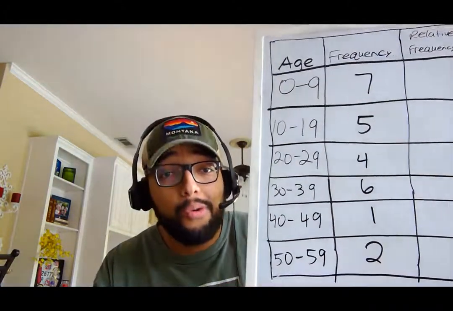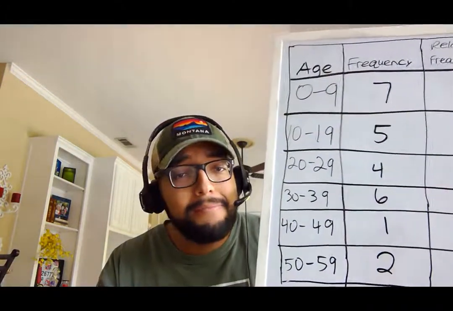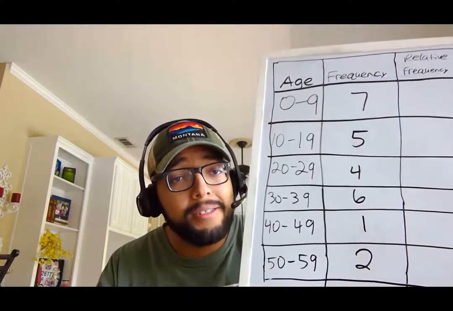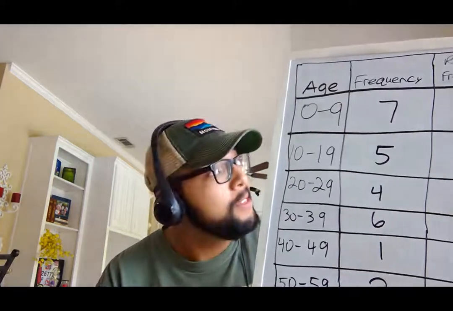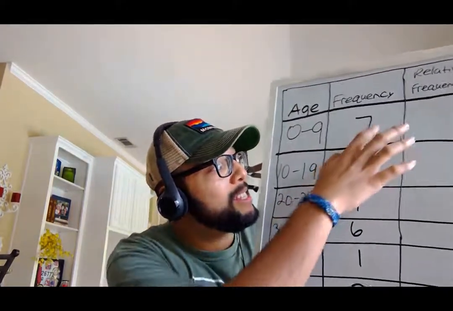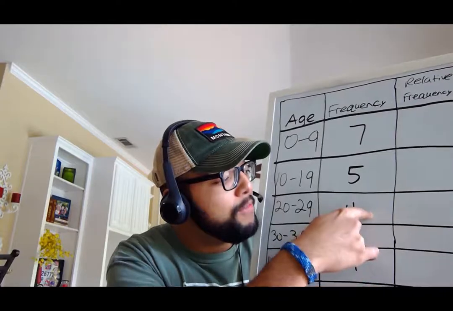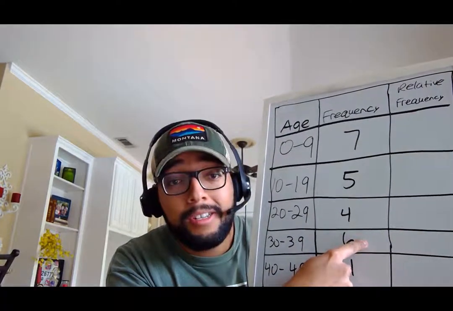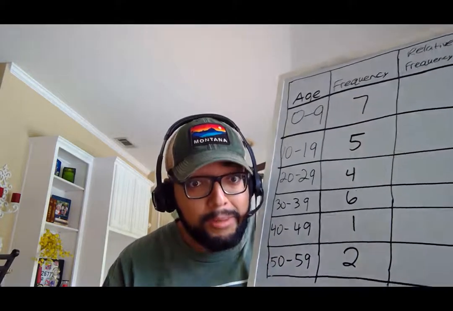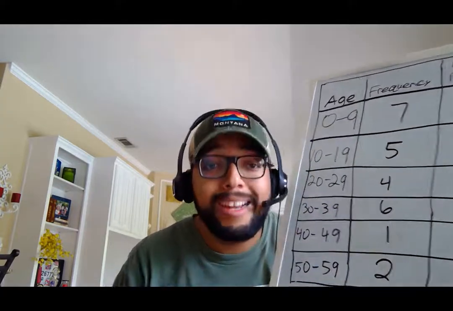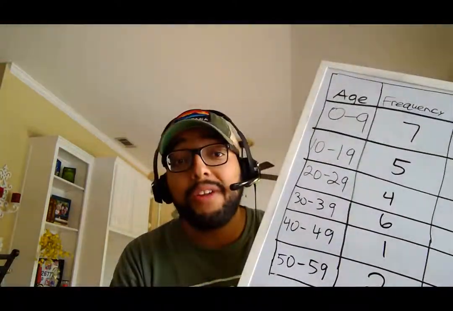Alright, so let's find the total. Now, I'm not too well with the mathematics, but I do know one thing. I do know the number of customers I get. So I'm going to get the 7 plus the 5 plus the 4 plus the 6. And I'm also going to add that 1 and the 2 as well. You know what I'm going to get? I'm going to get 25. Total there will be 25.